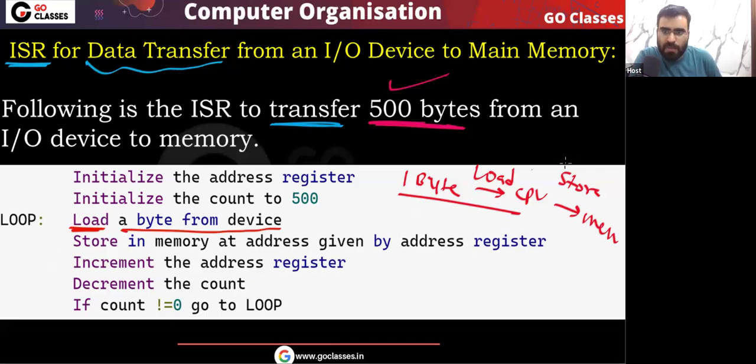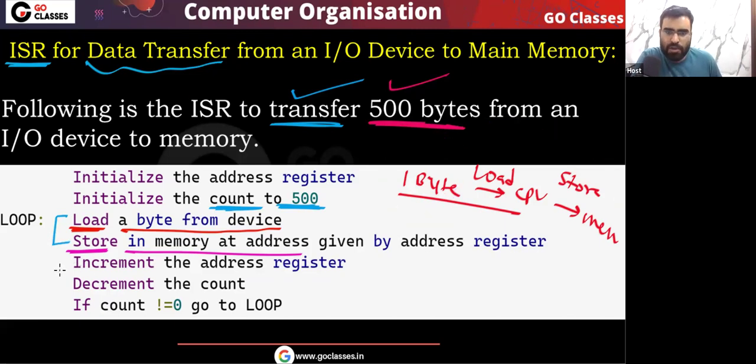Then what is the CPU doing? The CPU is storing the data in the main memory. And then remember, the count will be decreased. Initially the count is 500, because we want to transfer 500 bytes. Now one byte is transferred. Here you can see one byte is transferred to the main memory.